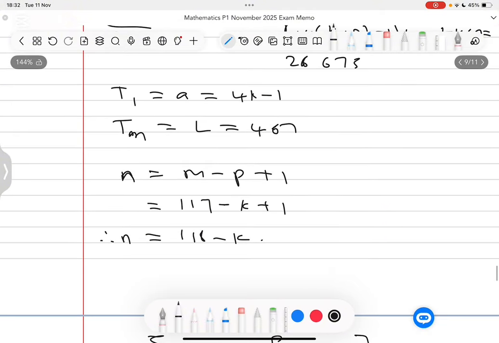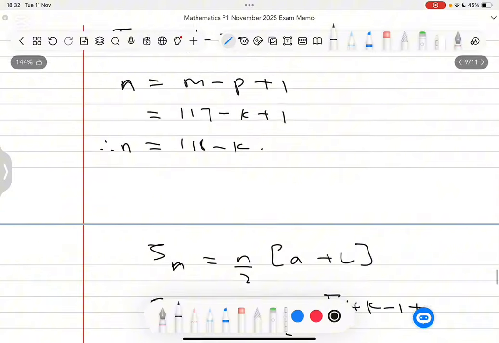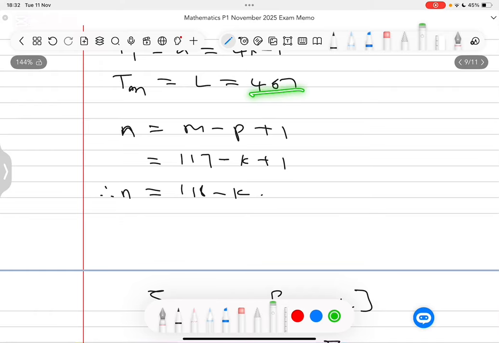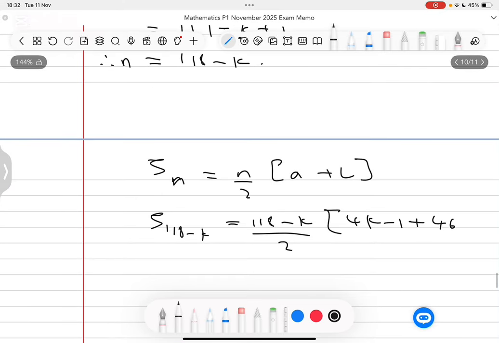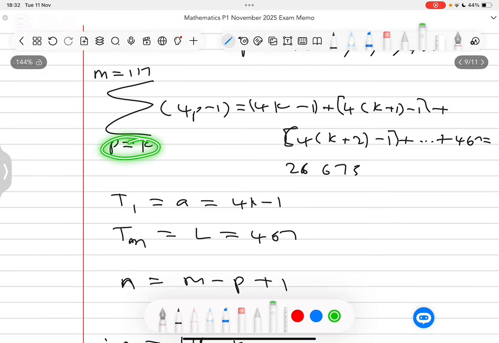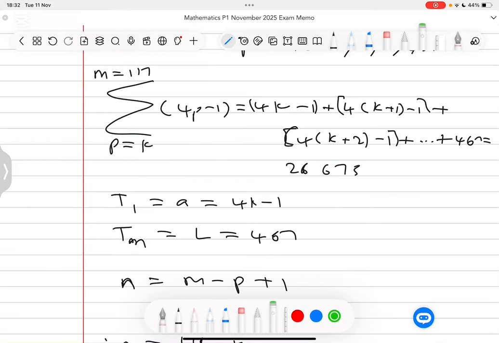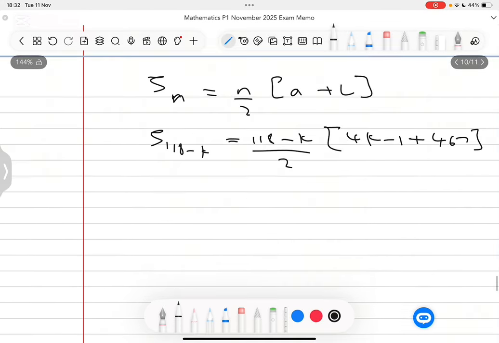And now here our first term, remember we said it is 4k minus 1. So I'm going to have here a 4k minus 1. And our last term is really 467. And we are going to have here 467. We know that the sum of 118 minus k terms, meaning the sum from p equals 2k to 117, must be equal to 26,675. Because remember, this means that we are adding the terms from here to here. We must get this number. So that is the sum that we must get.